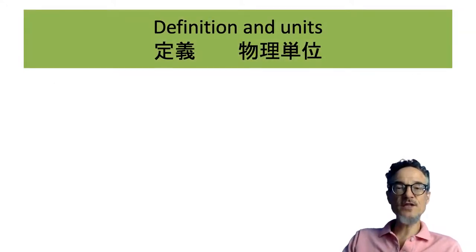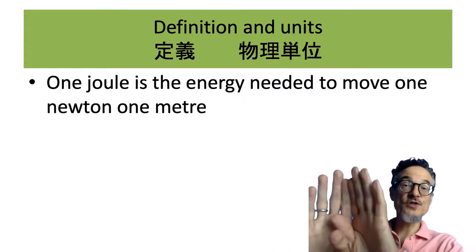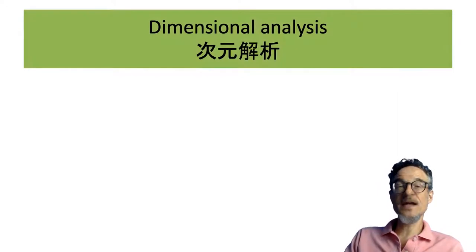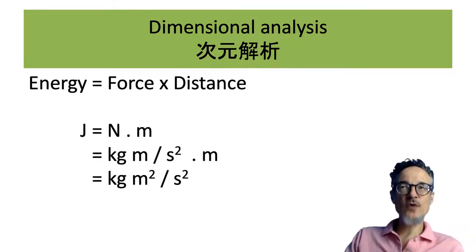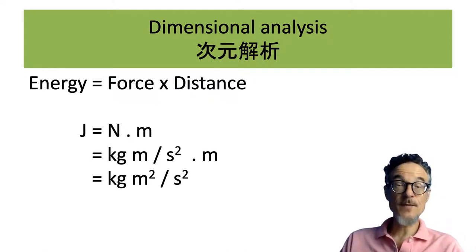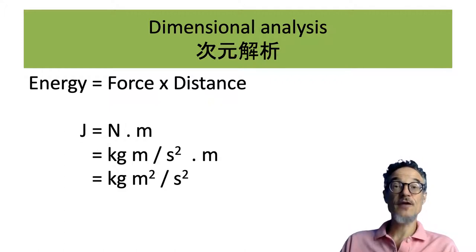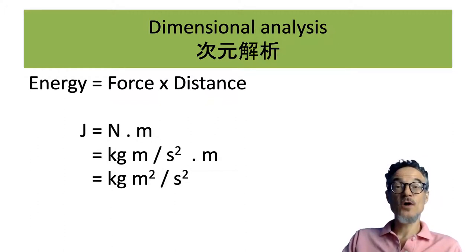Another look, just looking at the definition of the units: one joule is the energy needed to move 1 newton, a newton is force, 1 meter. So if you're pushing against a force, you're using energy. And we can just look at the dimensions. This is sometimes very helpful to look at what units we have. Everything comes down to mass and distance and time. Pretty much everything we can express in terms of that. So a joule is newton meters. A newton is accelerated mass, so we can look at that as kilogram meters per second squared. And so joules come out as kilogram meters squared per second squared. And we're going to be looking at these units again later.